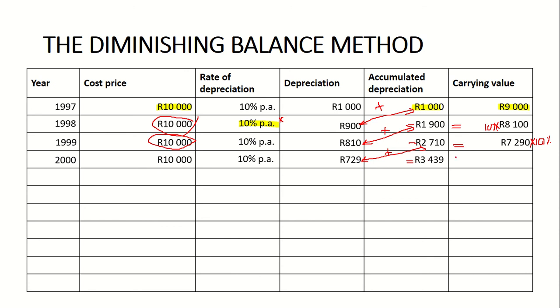For me to get my carrying value for 1999, I will take 10,000 minus 3,439. It'll give me my carrying value for that year, which is 6,561.